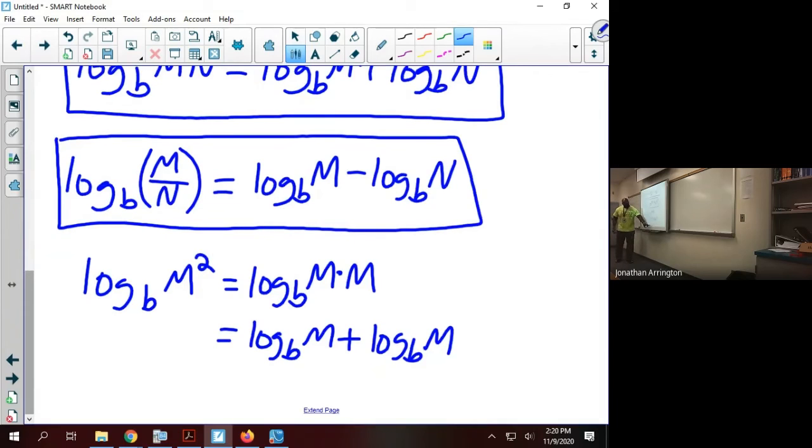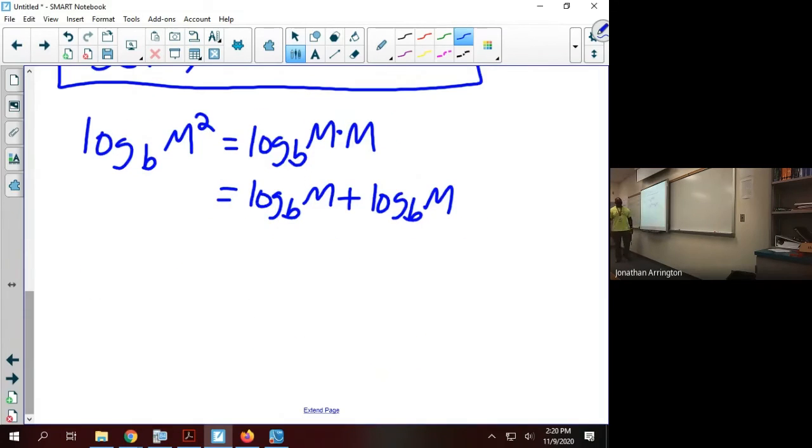Good observation, though. But if I add these, wouldn't this just be 2 log base b of m? Sure, nice, but this started off as log base b of m squared.